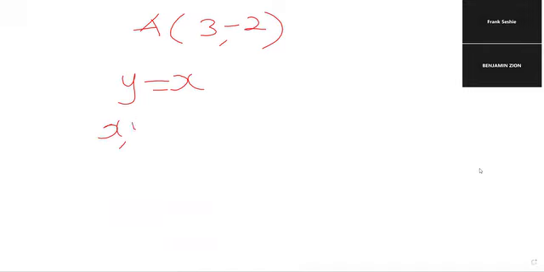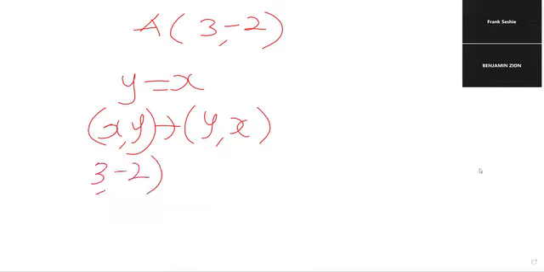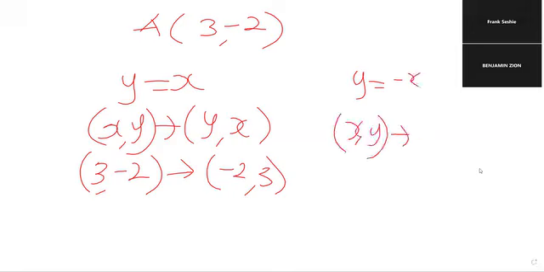So if you are also asked to, let's say, reflect (3, 2) in the line y equals x. So y equals x, (x, y) should be what? (y, x). That's all about it. So if I have (3, 2), and I'm reflecting in the line y equals x, the 2 starts and 3 ends. As simple as that. I'm rushing it because of the time.